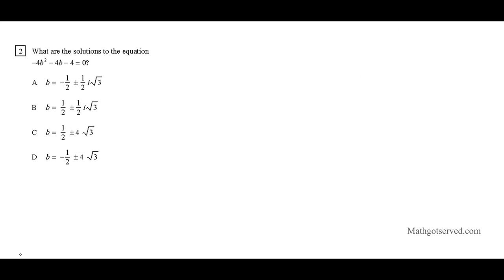It says, what are the solutions to the equation negative 4b squared minus 4b minus 4 equals 0? You can see the radicals here clearly indicate, or are a hint, that this is going to be a prime quadratic. It cannot be factored. So we need to resort to a formula or an approach that guarantees that we can find the answers. So factorization won't work, so we can either use completing the square or the quadratic formula. The quadratic formula is much easier to use, so let's go ahead and use that, all right?